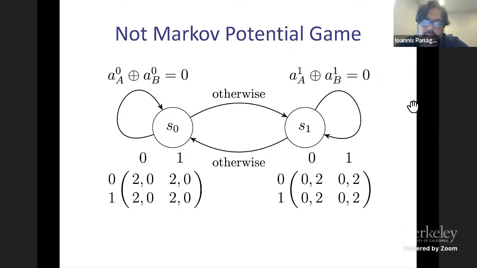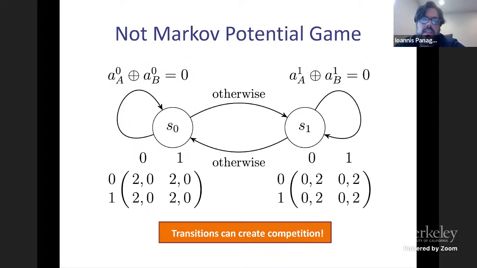Nevertheless, this process simulates effectively matching pennies. So what is the takeaway message from this game is that transitions can create competition. Most importantly, you can show that this is not a potential game, and you can show that there are no deterministic Nash policies. So it's not only about the sub-games, it's also about the transitions. If the transitions depend on the choice of the actions of the players, then you can have anything you can imagine. Okay, so this is the takeaway message from this slide.